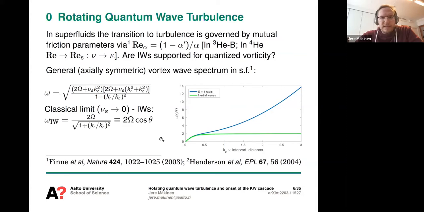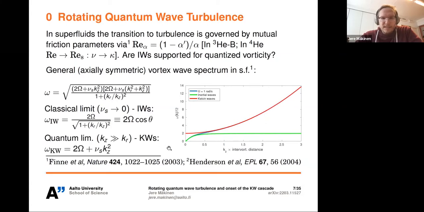Right, so if we take the classical limit where the quantum of circulation vanishes, so essentially nu_s goes to 0, you end up getting the inertial wave dispersion relation, which looks something like this. So indeed, it's limited to frequencies below 2 omega. In superfluids, however, the predicted dispersion relation is like this. So what is the difference between these two? No one's surprised if you take the short wavelength limit, where the z-directional wave vector, along the vortices in this case, is much larger than the radial wave vector: you recover the dispersion relation for Kelvin waves.